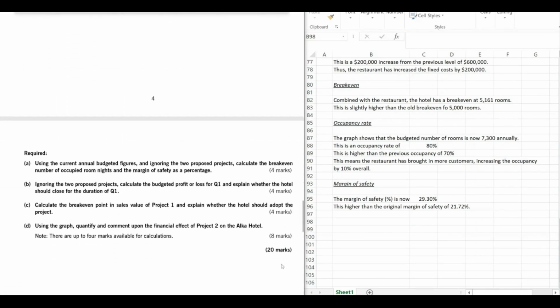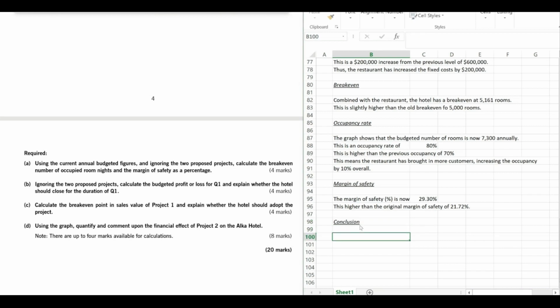Okay, so I think we've covered pretty much every single number we needed to in the graph. So we've done the analysis part, quantifying part. Comment upon the financial effect. We've also sort of mentioned that. Okay, there's 4 marks for calculations. Let's just write a bit more. Let's write a conclusion so that we bring it all together and have some discussion there explicitly, right?